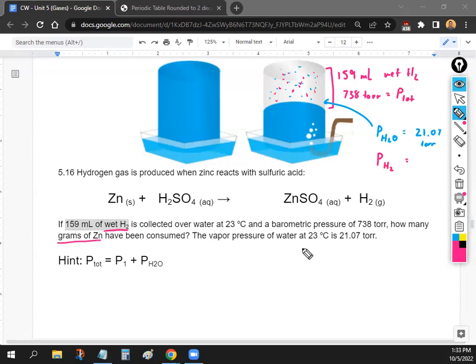Okay, so let's try this problem out. If you think you have an idea of how to solve it, you can just ignore me and go ahead and try it out, but let's go over it together, okay? We said that 738 is the total pressure, so let's figure out what the pressure of H2 is. So pretty simple. Total pressure is going to be equal to the pressure of water plus the pressure of H2, right? So we just need to plug in our values. We got 738 torr, and if we subtract the pressure of the water vapor, that is going to give us the value of H2. I'll give you a second to punch that into your calculators.